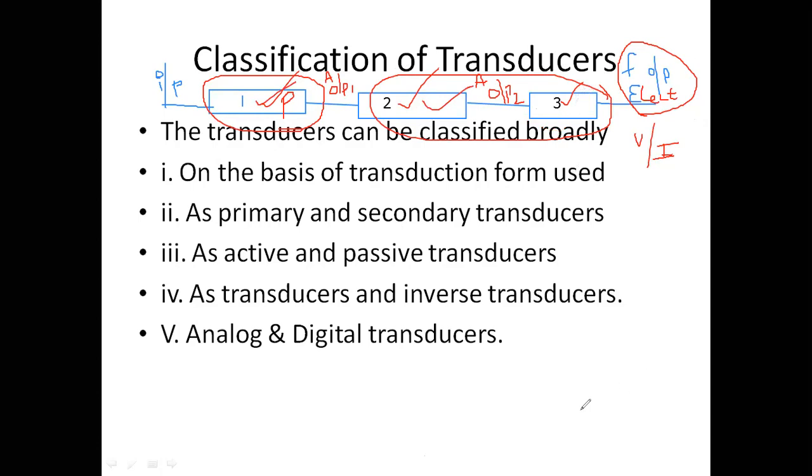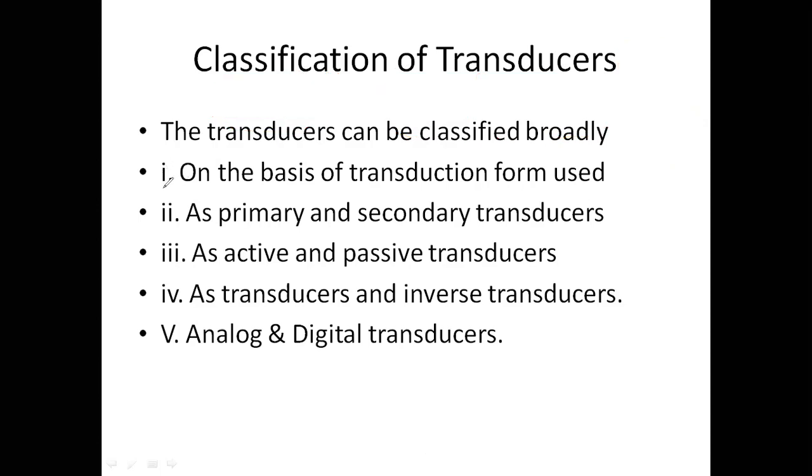Okay, and the last classification, of course first in our list, is on the basis of transduction. So transducers based upon the principle of transduction, meaning which principle they are using to convert the input into electrical output. Based upon that classification, I am classifying the instruments or transducers. If the instrument is using a resistive principle to convert input into electrical form, then it's called a resistive transducer.